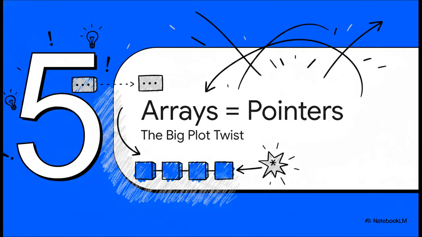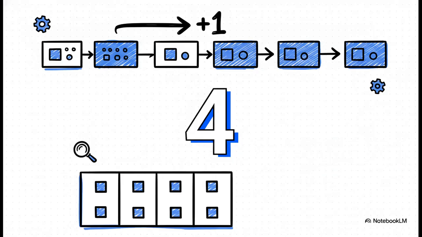Moving to our final part, Section 5. Arrays are just pointers. This is where the whole thing just clicks together, and honestly, it's probably the biggest revelation of this entire explainer. To truly understand arrays, we first have to wrap our heads around pointer arithmetic.